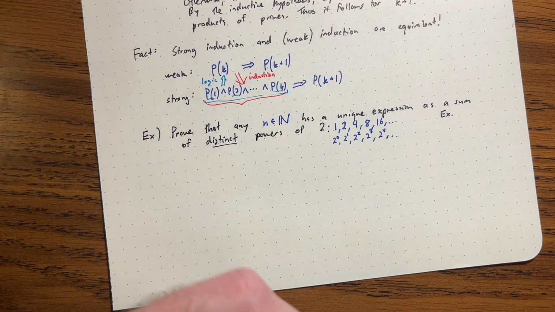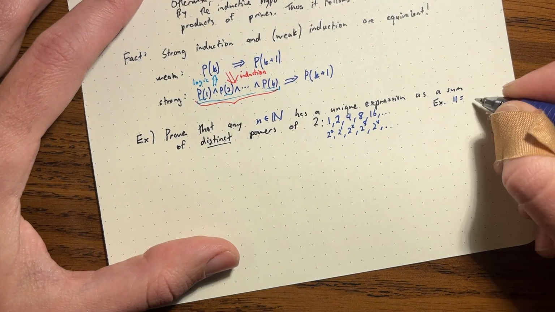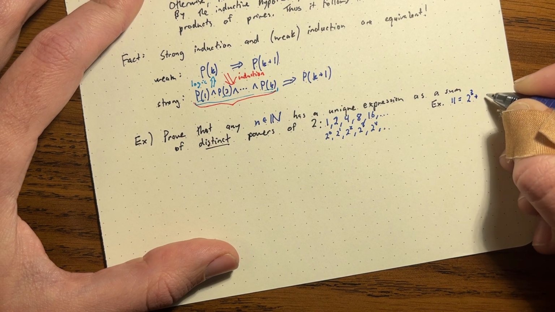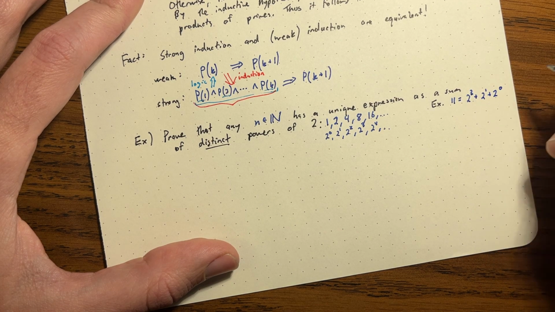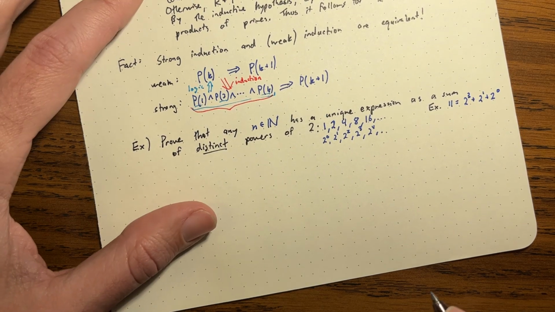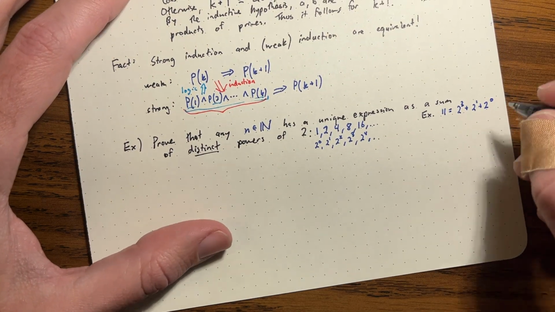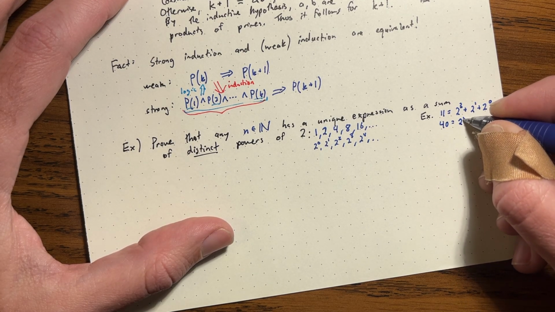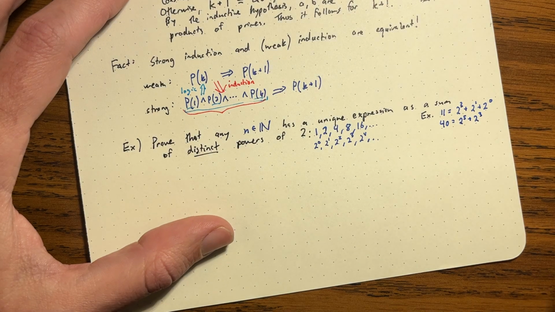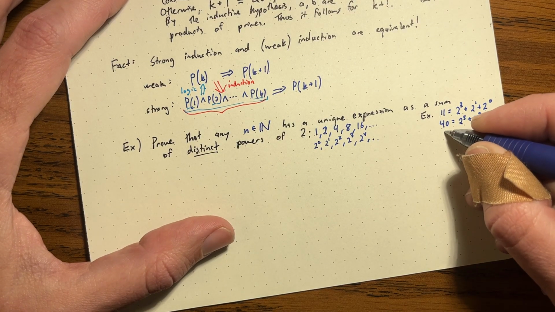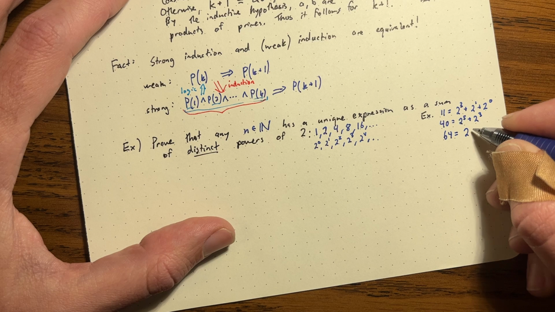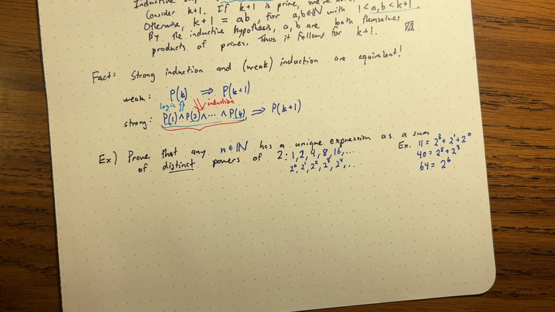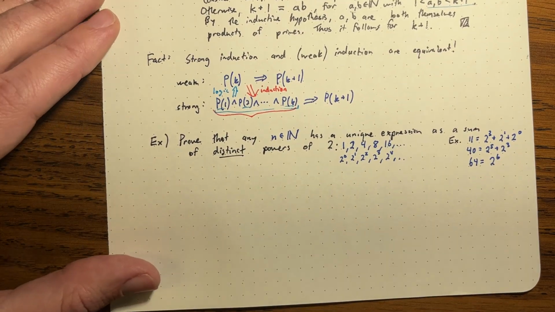Just to show what I mean, 11 would be 2 cubed, 8, plus 2 to the 1 plus 2 to the 0. And apparently that's the only way to do it. That's what we're trying to prove. 40 is 2 to the 5 plus 2 to the 3, I think. And of course we could have numbers like 64. That's already a power of 2, so that's the unique expression, 2 to the 6. Yeah, there we go. So let's see if we can do it.